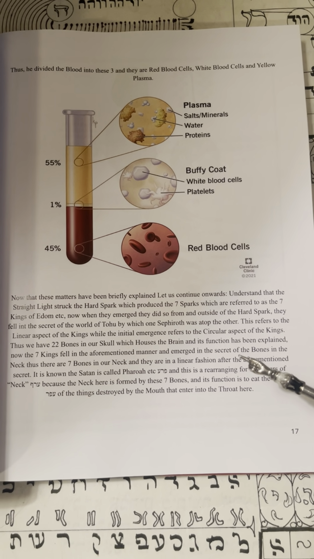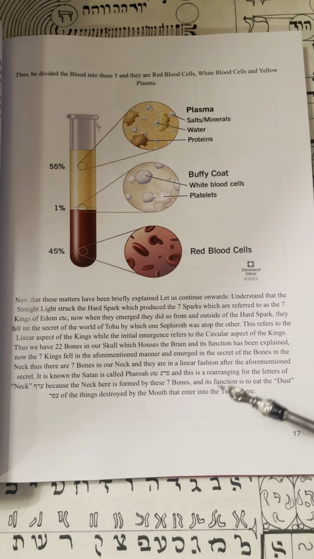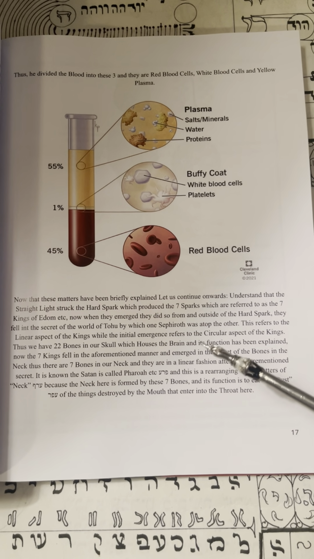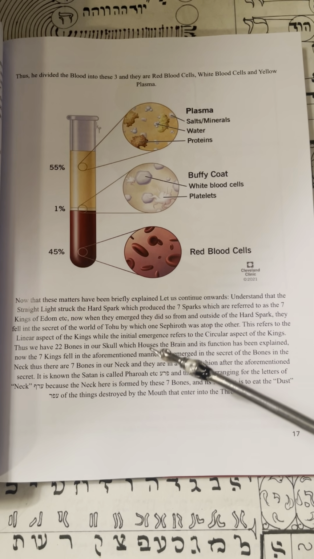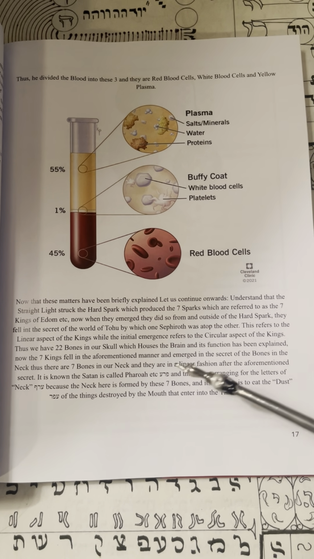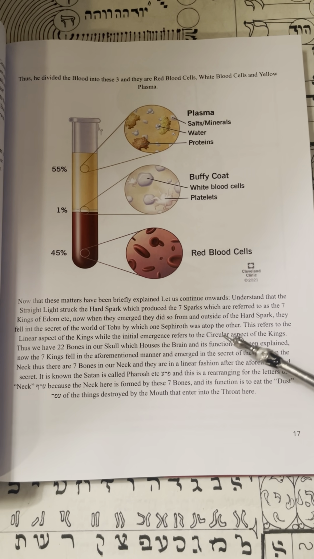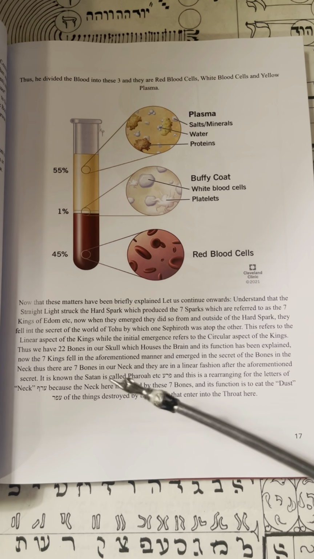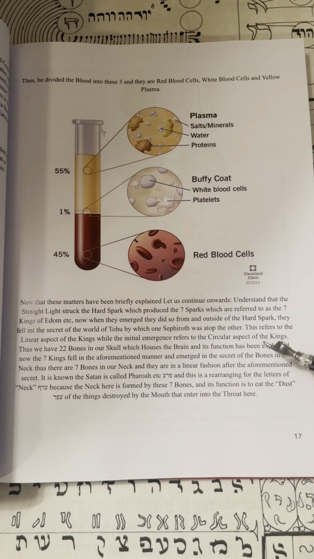Understand that the straight light struck the heart spark, which produced the 7 sparks, which are referred to as the 7 kings of Edom, etc. Now when they emerged, they did so from outside the heart spark. They fell in the secret of the world of Tohu, by which one Sephiros was atop of the other. This refers to the linear aspects of the kings, while the initial emergence refers to the circular aspect of the kings. Thus we have 22 bones in our skull, which houses the brain, and its function has been explained.